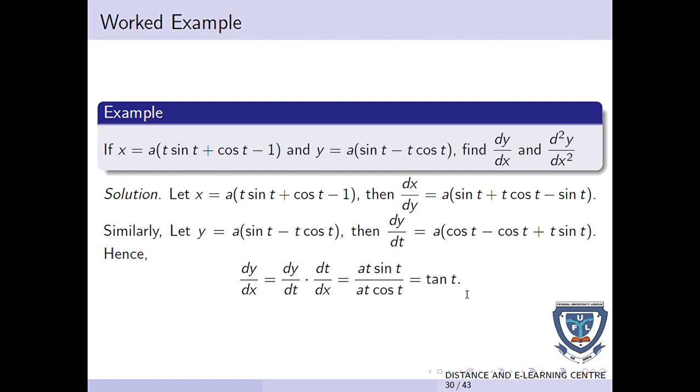Solution: let x be equal to a(t sin t plus cos t minus 1). Then dx/dt will be a(sin t plus t cos t minus sin t). And similarly, if y is a(sin t minus t cos t), then dy/dt will give us a(cos t minus cos t plus t sin t).